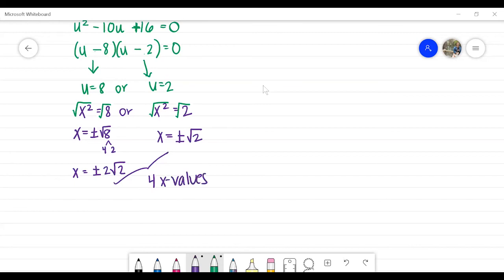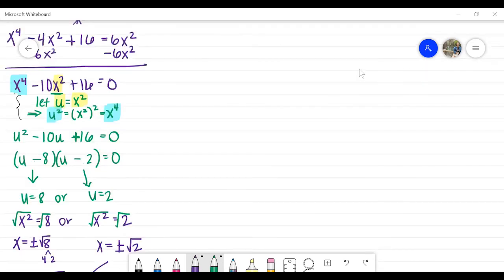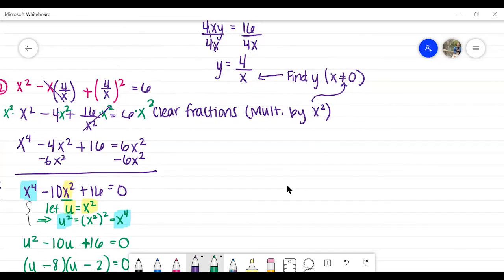All 4 are potentially solutions, and we need the y values. We have not done that yet. The good news is we have this equation from the very beginning of this question that says y is equal to 4 over x. So all we have to do is plug in our values. So for example, when x is equal to 2 square root 2, y is equal to 4 over 2 root 2.